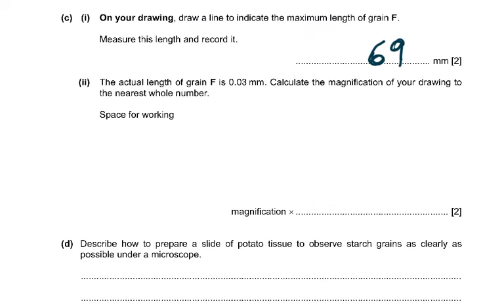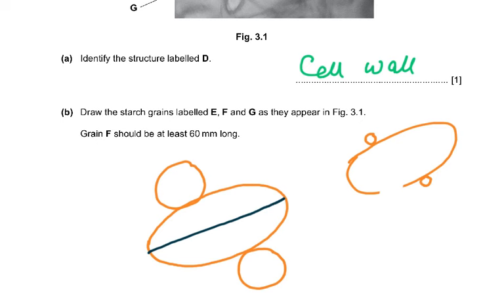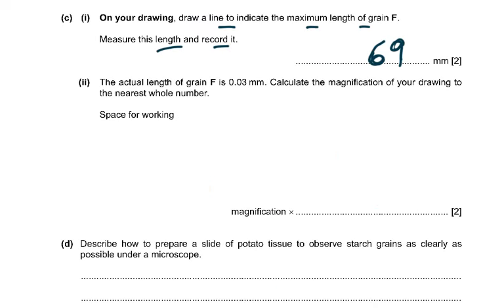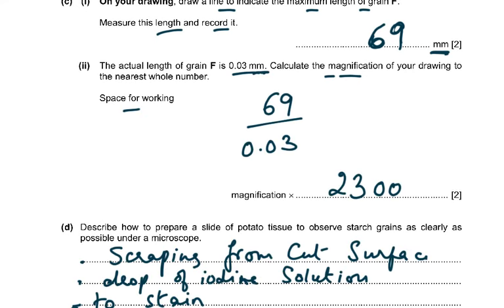On your drawing, draw a line to indicate the maximum length of grain F. Measure this length and record it. That's 69 millimeters. You can see here I've drawn that line. So it's 69 millimeters. The actual length of F is 0.03 millimeter. Calculate the magnification, space for working. So you can see the working of this is 69 divided by 0.03, and this gets a magnification of 2300.